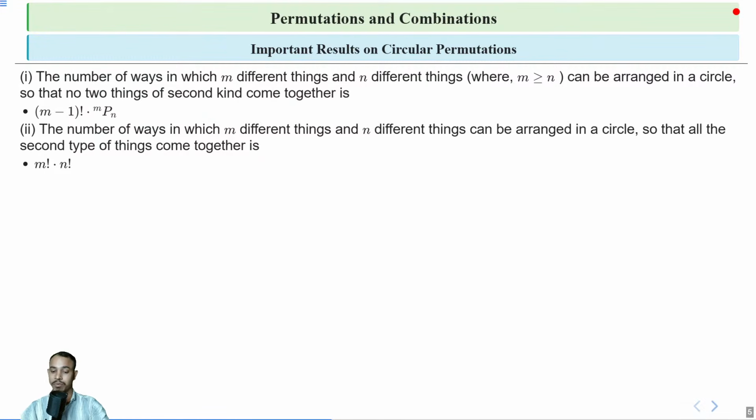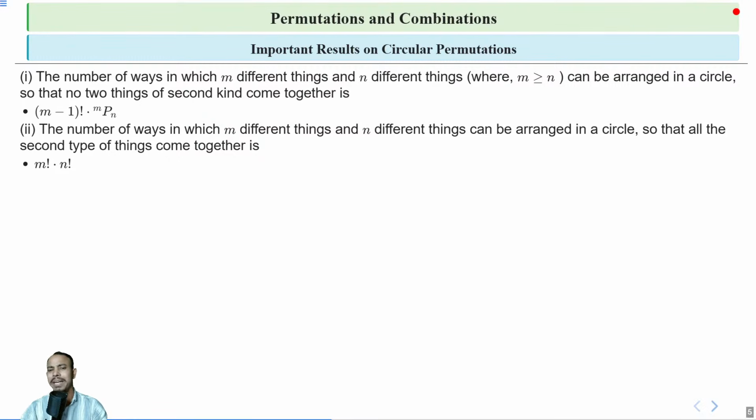Okay, so we can now treat the second type of things as a single block. So now you have basically m plus 1 items. Why? Because you have m different first kind of things, and the second type we consider as a single block, so this counts as 1. So we now have m plus 1 distinct, different things.